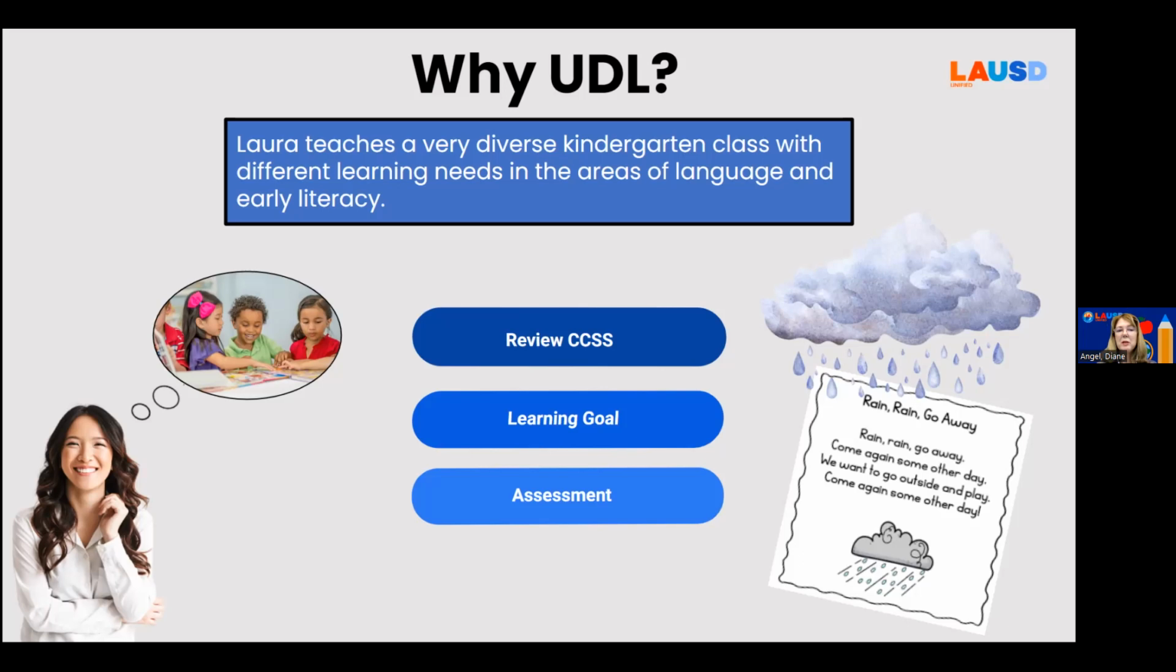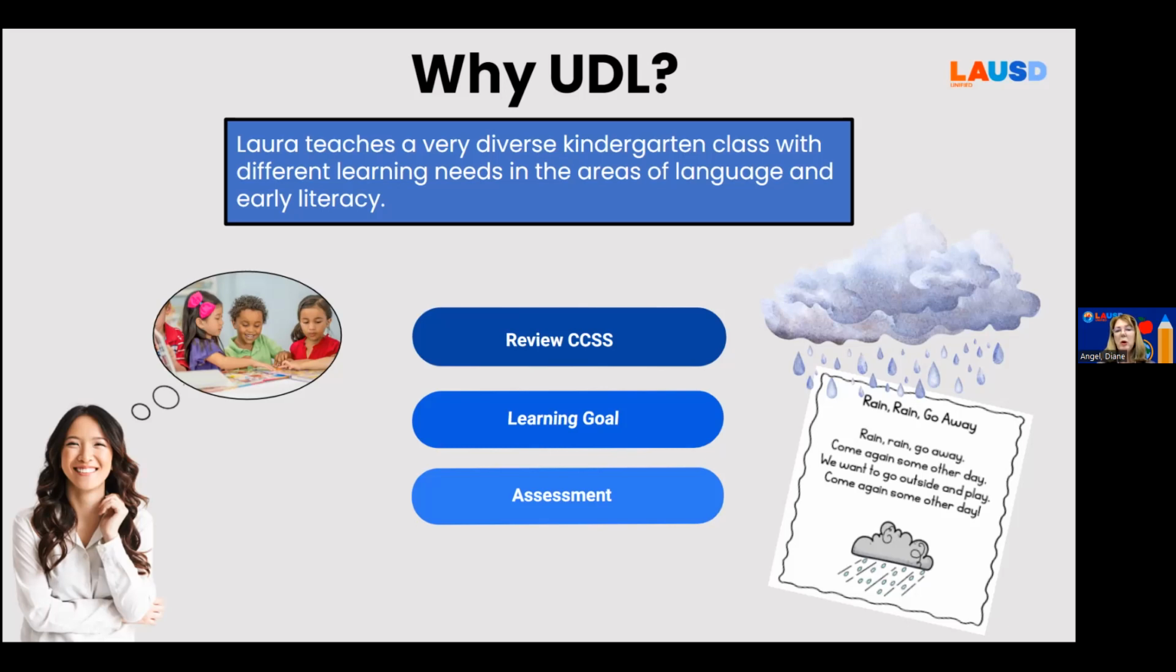So after reviewing the Common Core State Standards, she selects the kindergarten level English Language Arts Literacy Standard, RL.K.1. The standard states, with prompting and support, ask and answer questions about key details in a text. Laura uses this standard to set a learning goal.